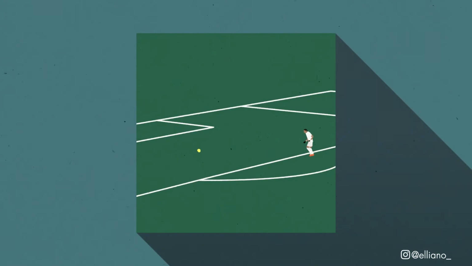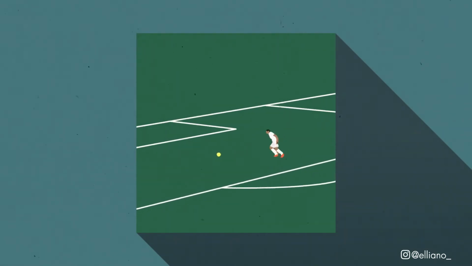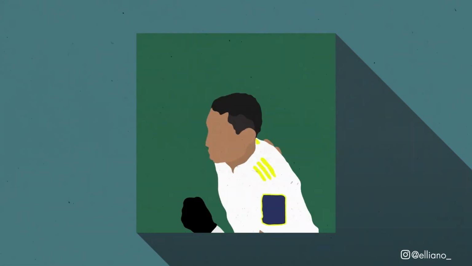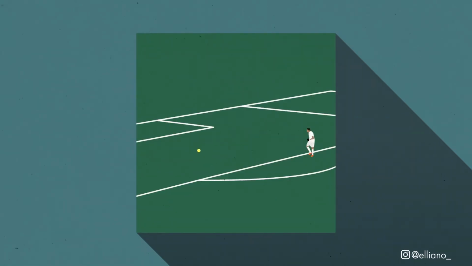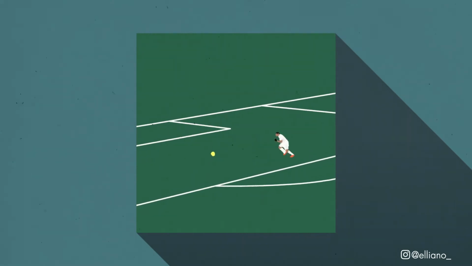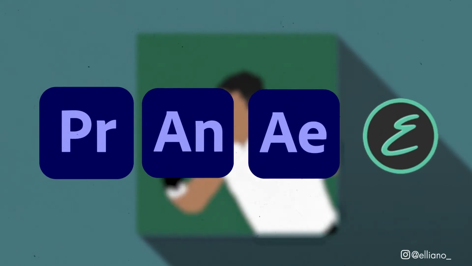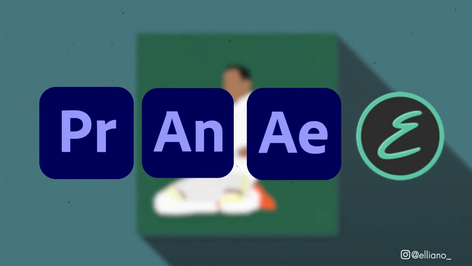Cheers! Hello everyone, my name is Elliot, also known as Eliano, and today I'm going to walk through how I created this goal animation of Leeds United superstar Rafinha scoring his last-minute penalty against Crystal Palace earlier this season. The software I used to create this was Adobe Premiere, Adobe Animate, Adobe After Effects, and EbSynth.